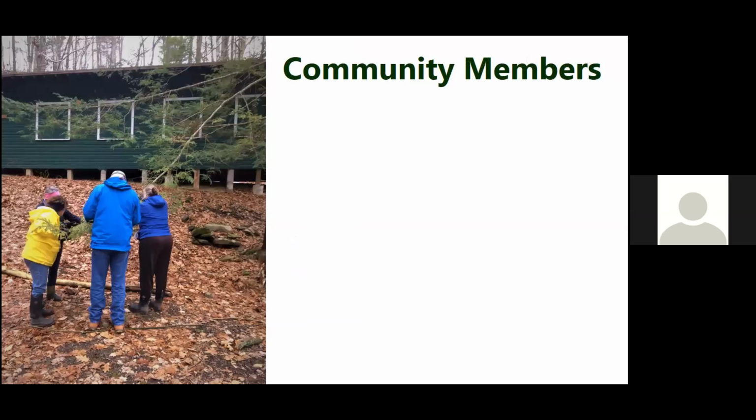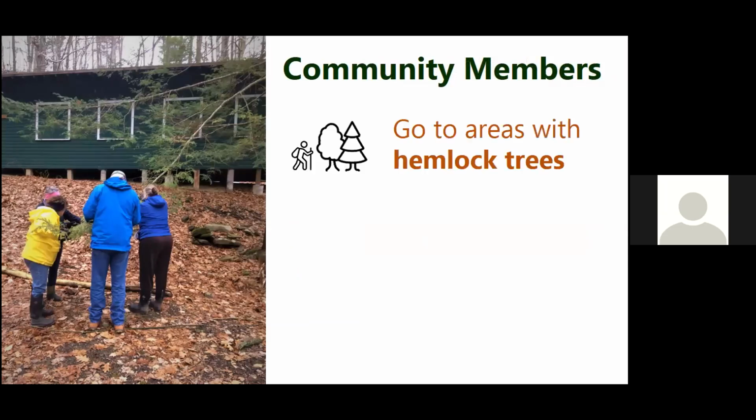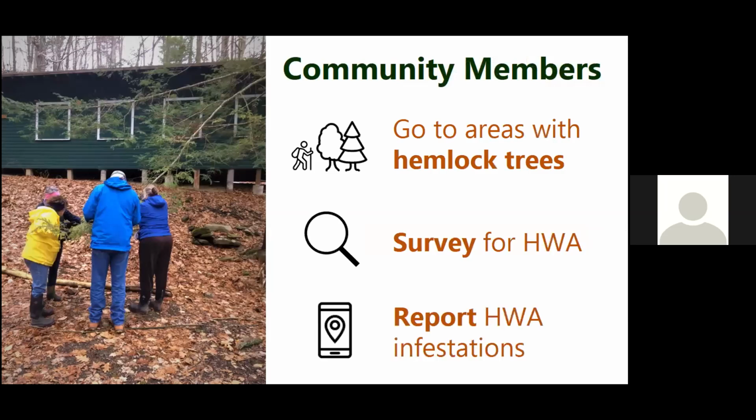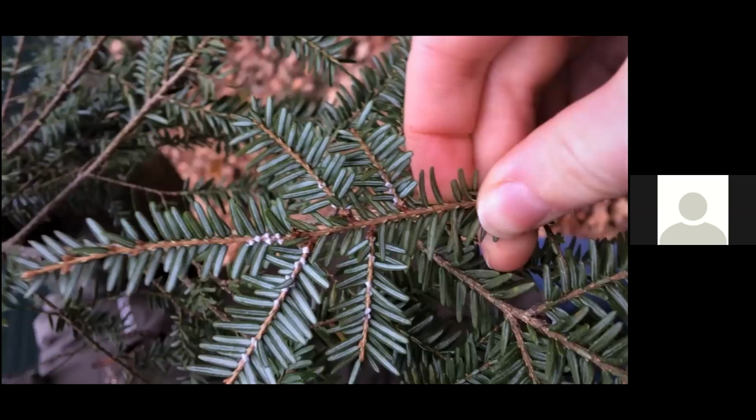If you're a member of the community, maybe you don't have any hemlocks on your property, you can go to areas with hemlock trees, survey for HWA there, and then it's really important to report your HWA infestations. If it's not reported, no land manager can deal with it. So it's absolutely critical, and I'll reiterate it again, in the Adirondacks especially, it's very critical to report those infestations early so that treatment and management techniques can come in and help manage those populations.